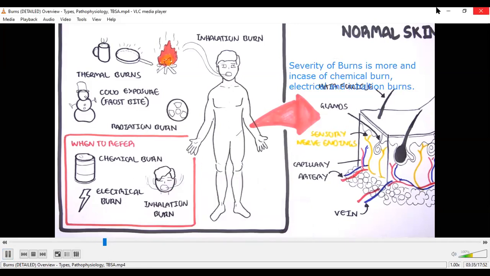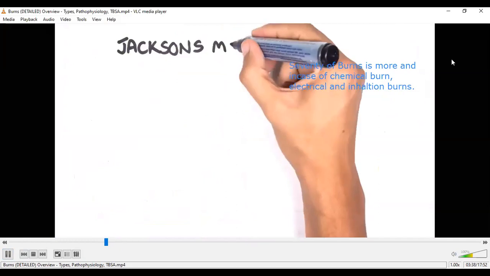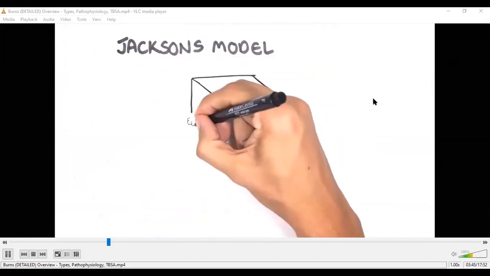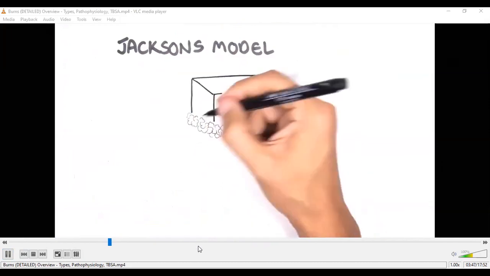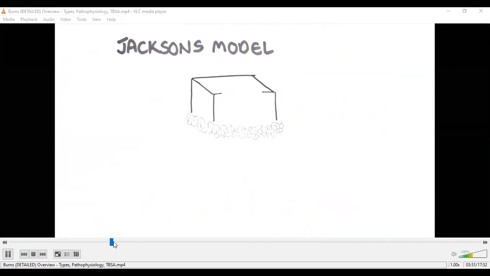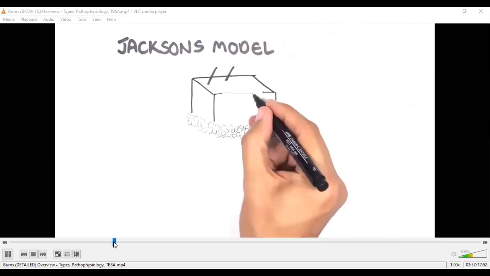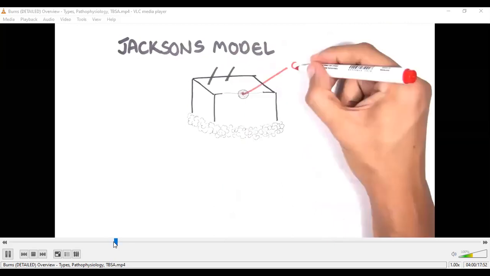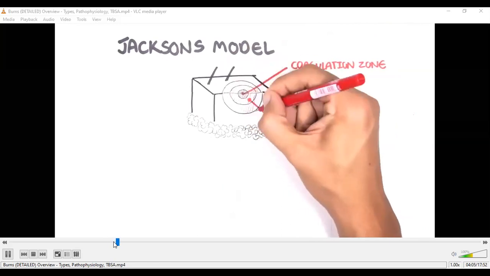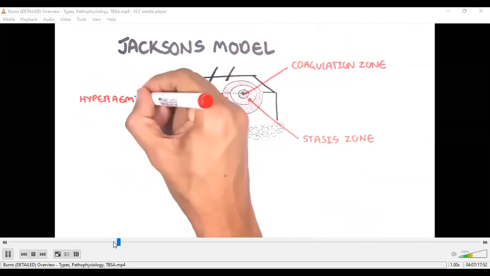So let's learn a bit more about the pathophysiology and the mechanism of disease. When a burn occurs on the skin, it causes changes within the skin. This is the Jackson model, which we will discuss in our lecture number 3. These zones were described by Jackson in 1947, so it is also called the Jackson model. The first zone is the zone of coagulation, then the zone of stasis, and the furthest part is the zone of hyperemia.